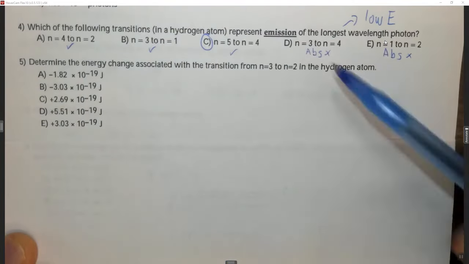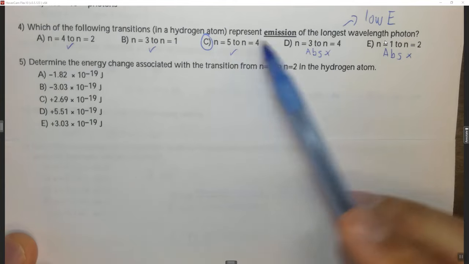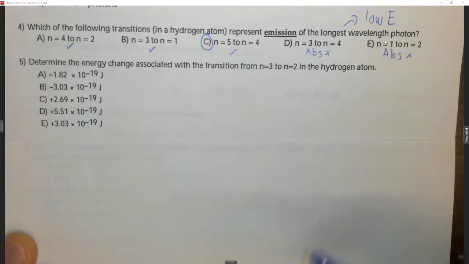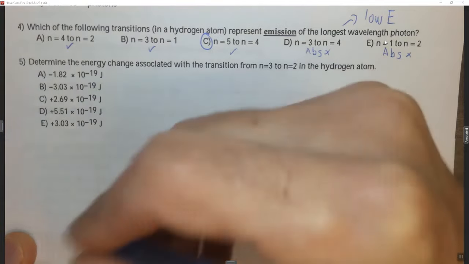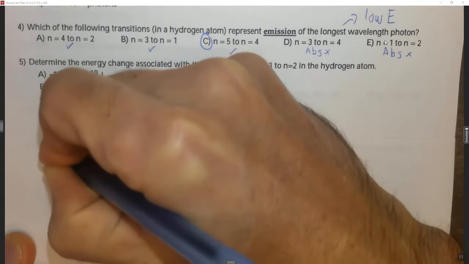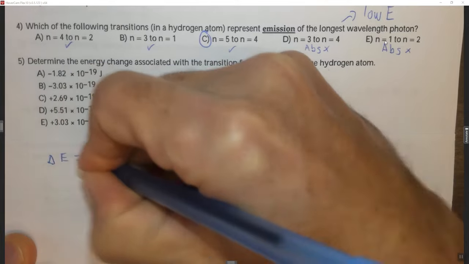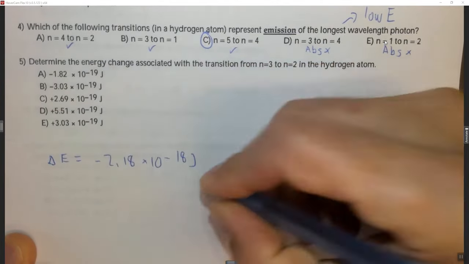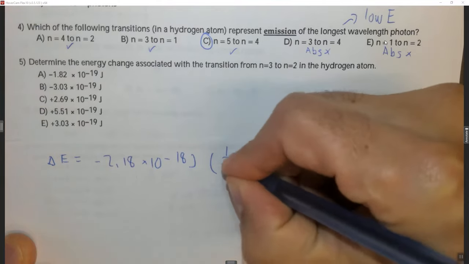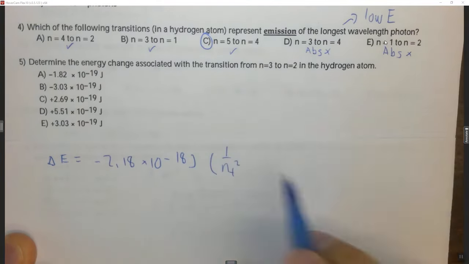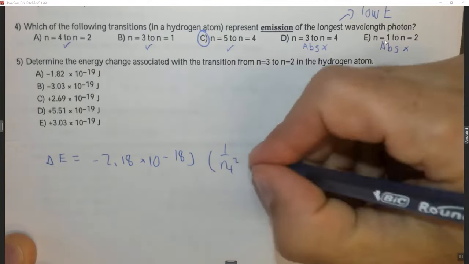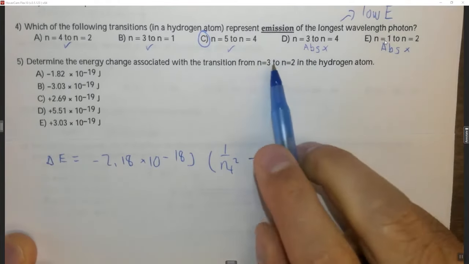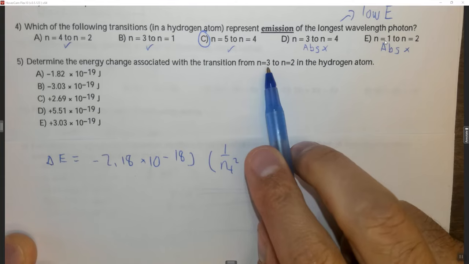Now, in the previous question, we talked about, in a qualitative way, the relative amount of energy associated with these changes. Here we want the exact amount of energy. To do that, we need to use something called the Rydberg equation, which is delta E is equal to negative 2.18 times 10 to the minus 18 joules times 1 over n final squared, the final n in this case 2, minus 1 over n initial squared, the initial n in this case 3.